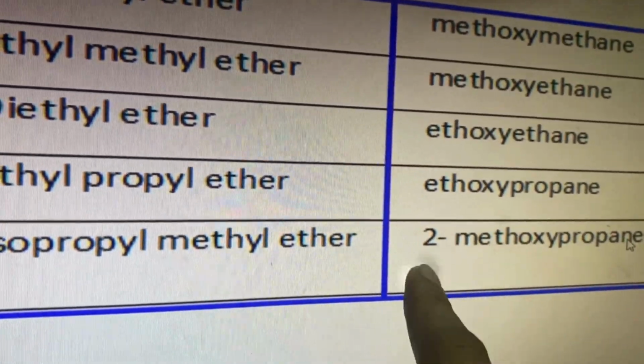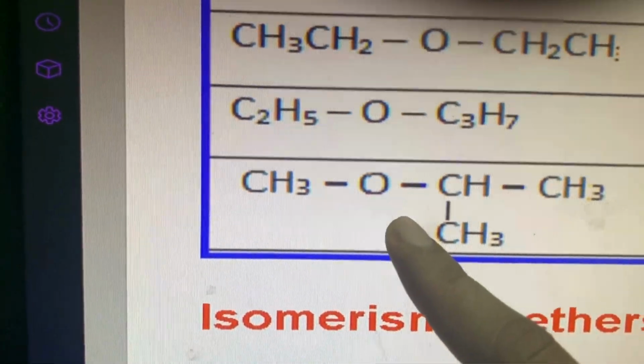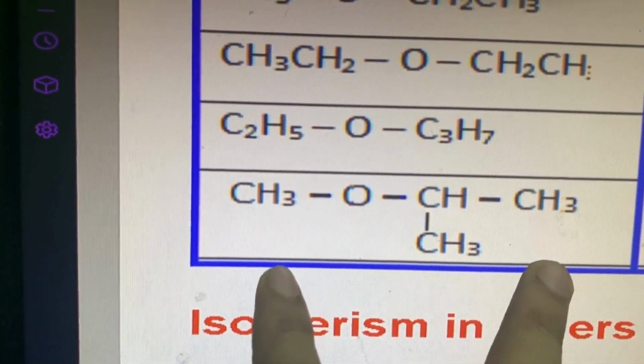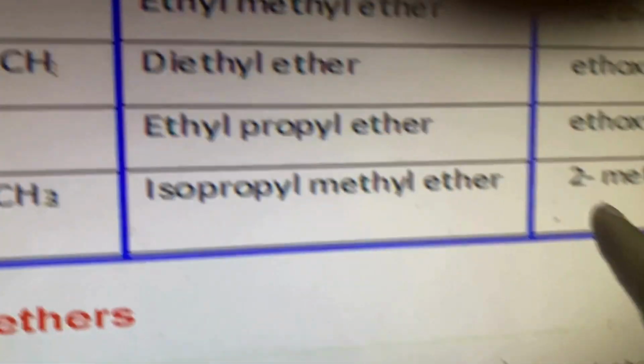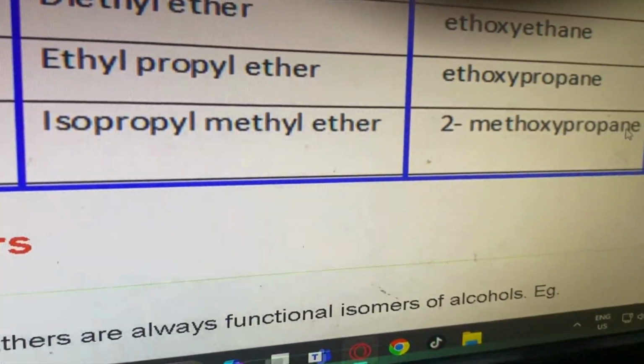The reason why it is not placed at the center, since oxygen is found between 2 carbon attachments, is that we always have to put number 2 where the oxygen and its substituent is found.